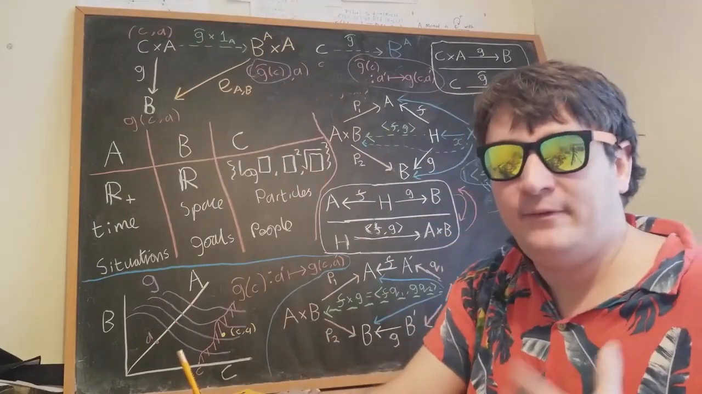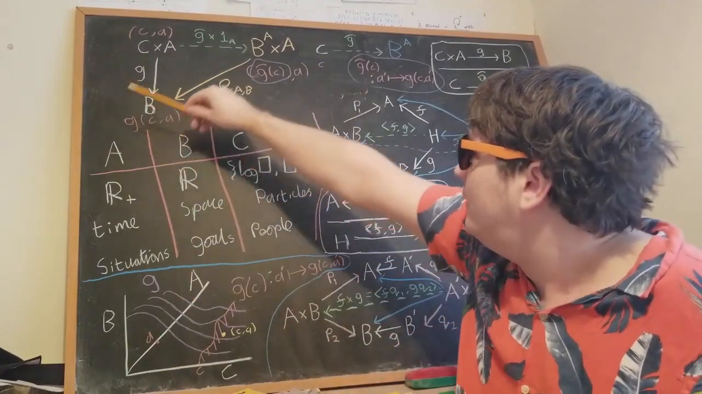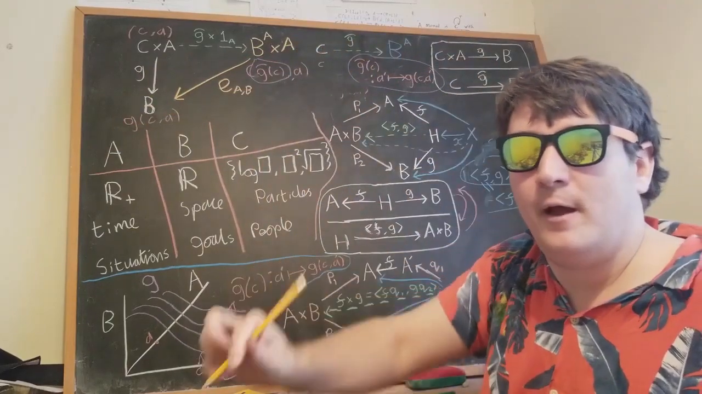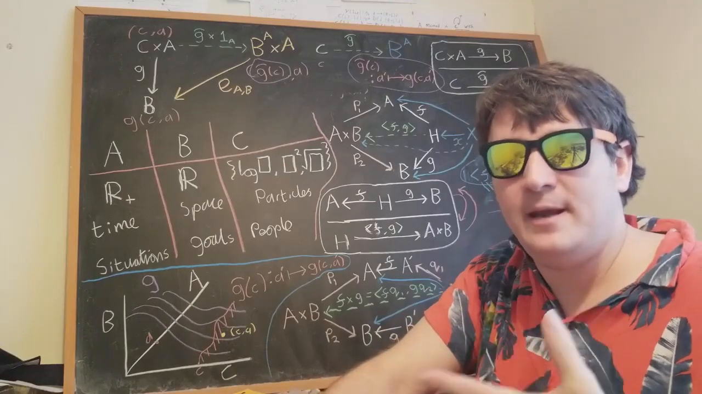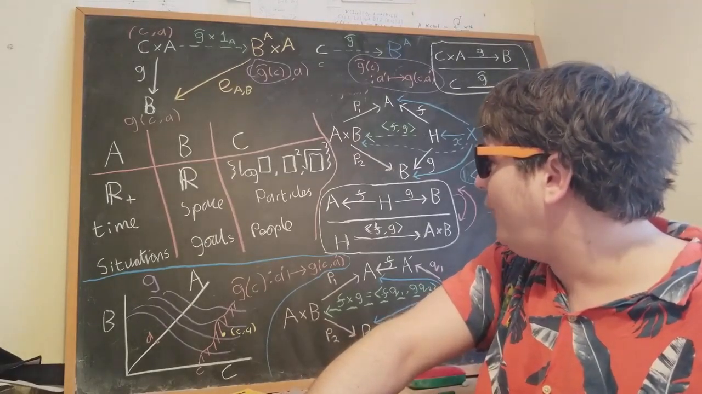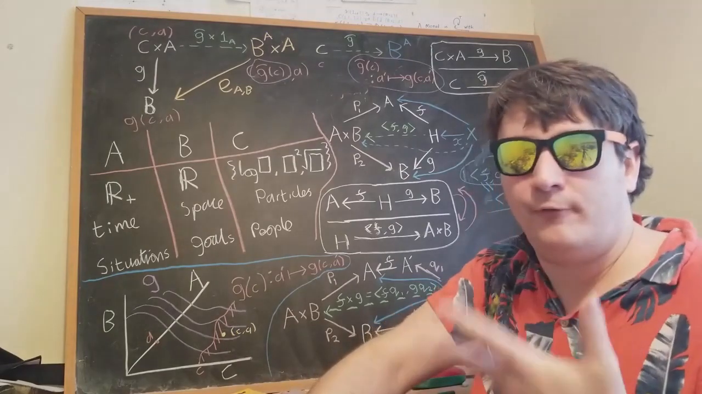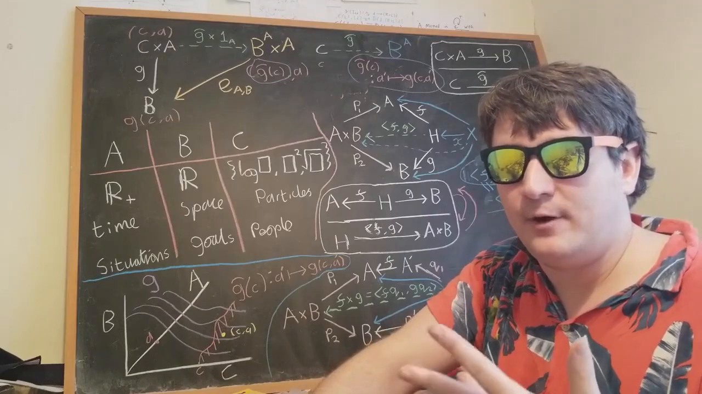but the basic underlying logic applies when these things are any sets at all. Okay, and indeed, the same kind of ideas apply to many other kinds of categories. So this is a rough idea of what exponential objects mean in the category of sets.